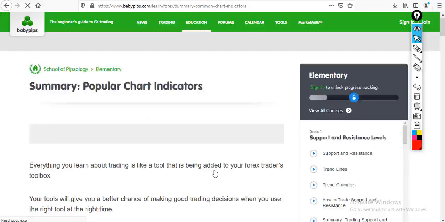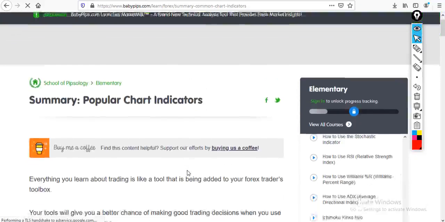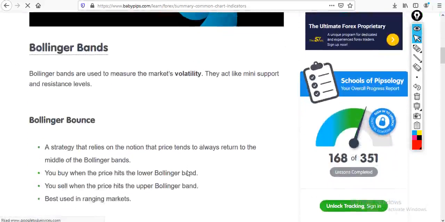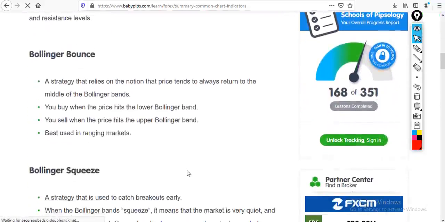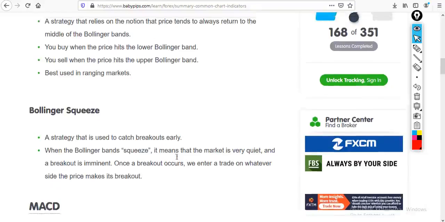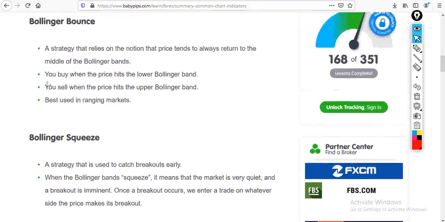So let's go to the summary of what we have covered today. Right, a summary of all the indicators we have been using. We've talked about the Bollinger Bands, right? How to trade it when it is squeezing. If it is squeezing, just know that it means the market is very quiet. However, when it's expanding, know that the trend is changing. The market is about to trend up. Okay. And when the price hits the lower Bollinger Band, you want to buy. When the price hits the upper Bollinger Band, you want to sell.